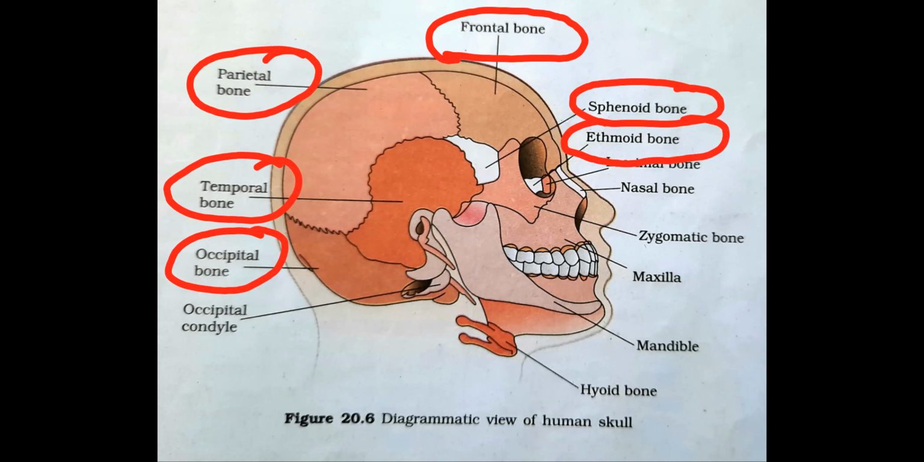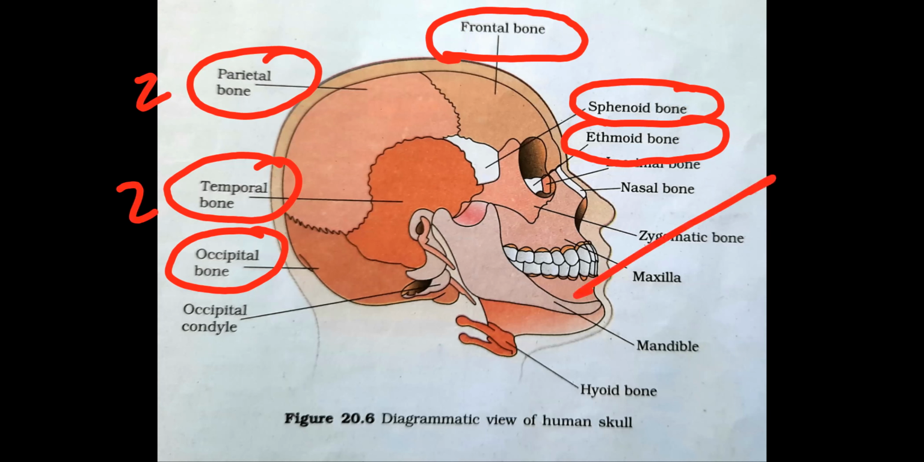Out of these ones, parietal, there are two parietals, right parietal and left parietal. Okay. And then there are two temporals, right temporal and left temporal. बाकी के जो है वो सिंगल सिंगल बोन है. बाकी के जो बोन्स है वो सिंगल अनपेयर्ड है. So there is a pair of parietals, and there is a pair of temporals.